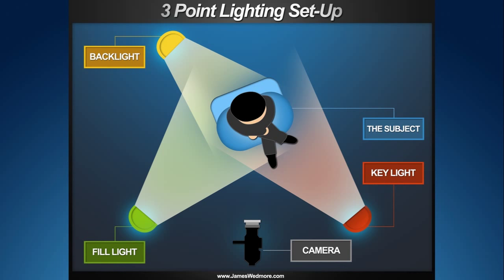Third and finally, we have the backlight. And the backlight should always be shone at an oblique angle. Its goal is not to shine on the person's back, but to give them an outline, just a golden glow along the edges of their body. This has the effect of cutting them away from the background and making them look proud and embossed.